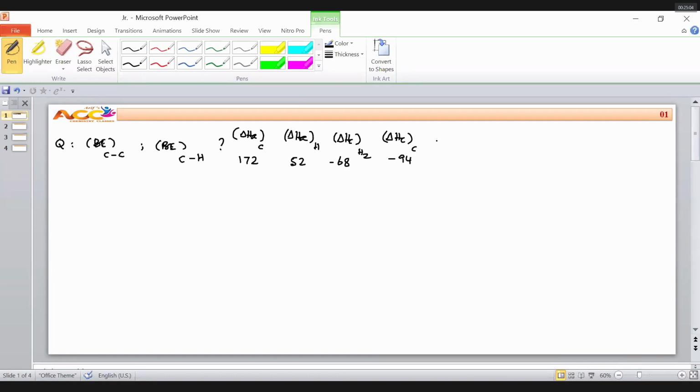Then enthalpy of combustion of ethane, minus 372. Enthalpy of combustion of propane, C3H8, is given as minus 530 kilocalories per mole. That's all. This is the data given to you. How to proceed? Nothing, sir.